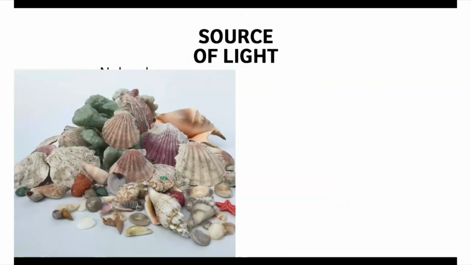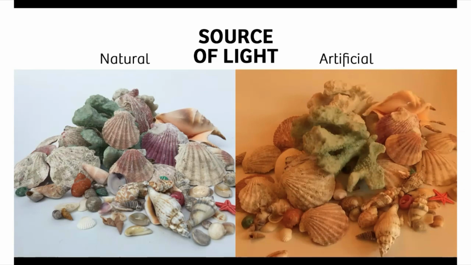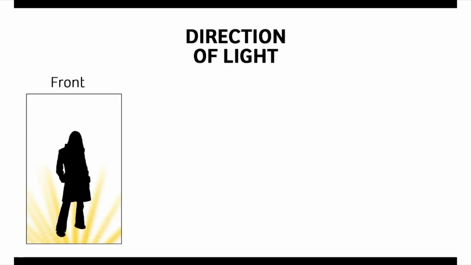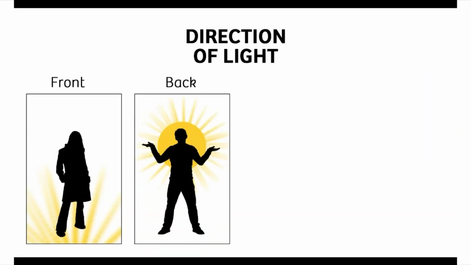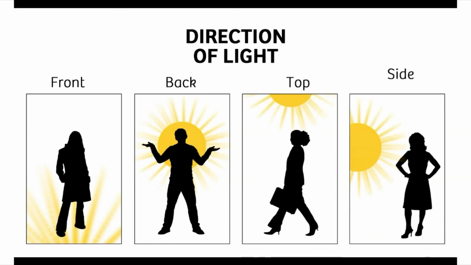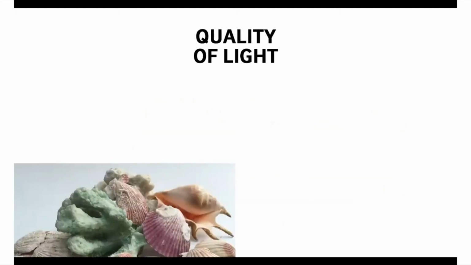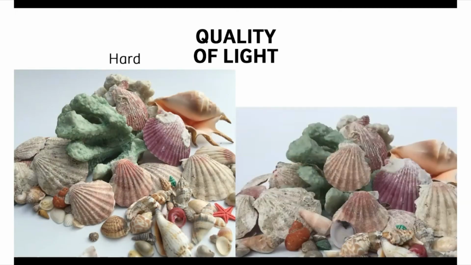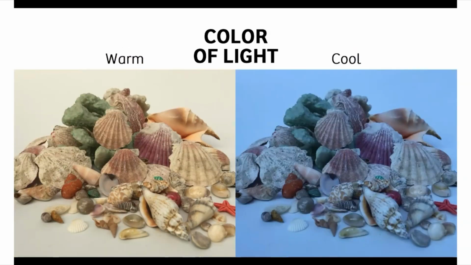Source of light. It can be either natural or artificial. Front light for most subjects, backlight for silhouettes, overhead light for most landscapes and scenics, and side light to reveal texture. The quality of light, it's either hard light or soft light. Color of light. It can be warm or cool.